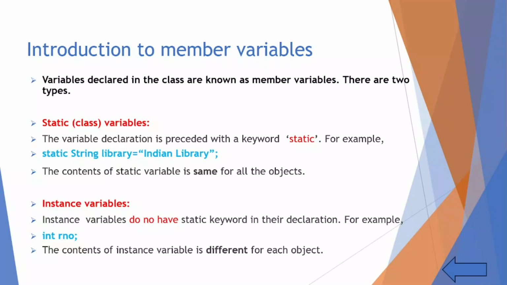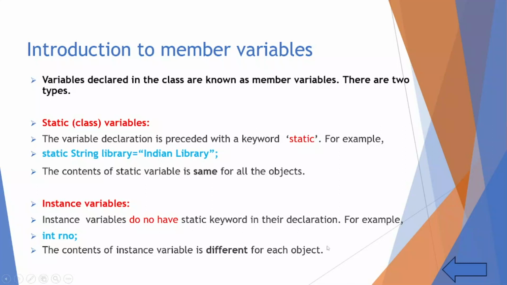Now instance variables do not have the static keyword in their declaration, and an example is roll number. Roll number will be different for each student. Roll number 1, 2, 3, 4, something like that. So the contents of an instance variable are different for each object of the same class, whereas static is the same.